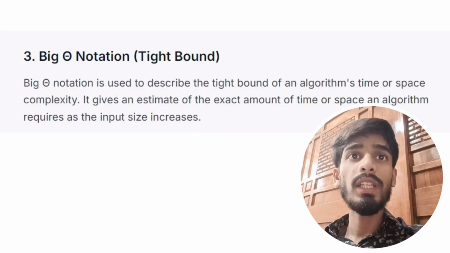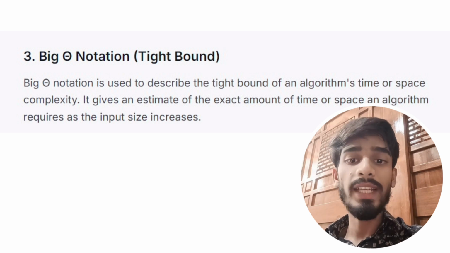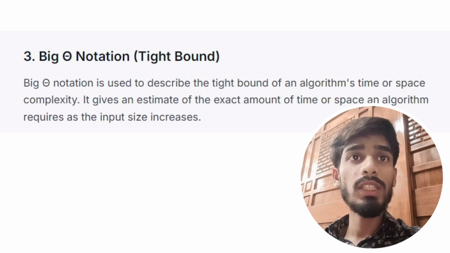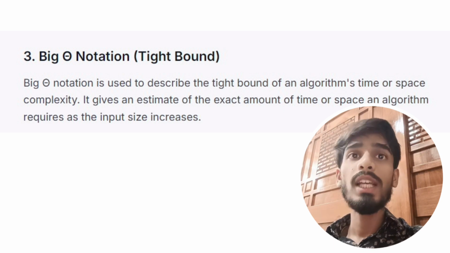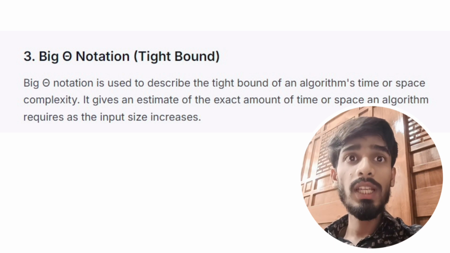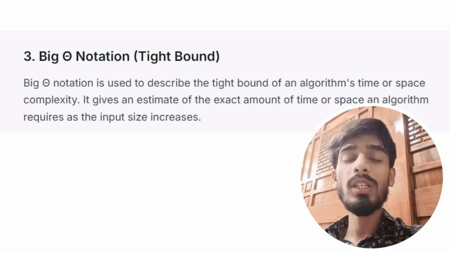Next is big theta notation. We also call it as tight bound. Big theta notation is used to describe the tight bound of an algorithm's time or space complexity. It gives an estimate of the exact amount of time or space an algorithm requires as the input size increases.